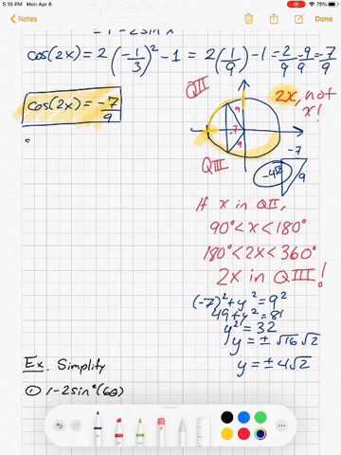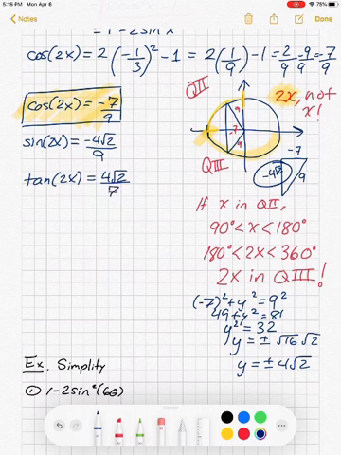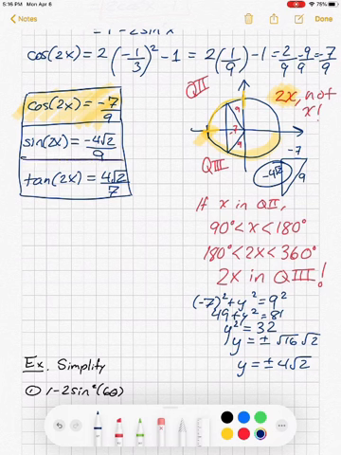Okay, now I can go ahead and fill in the values. For sine of 2x, that'd be negative 4 root 2 over 9. And tangent. And so there we have it.